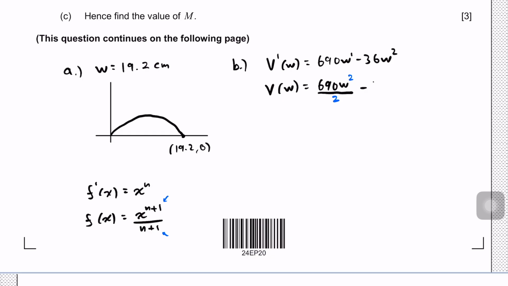Minus 36w. W used to be raised to the power of 2, increased by 1. And then what do we also want to do? We want to counteract that by dividing out by whatever that value is, that new exponent. Okay. Remember also that when we take a derivative, right?